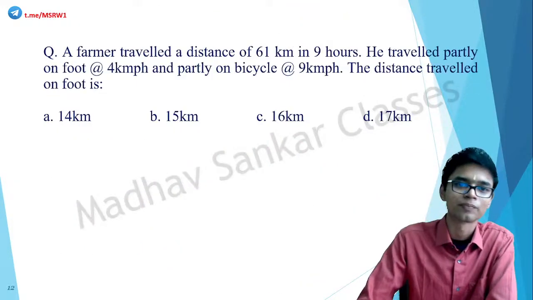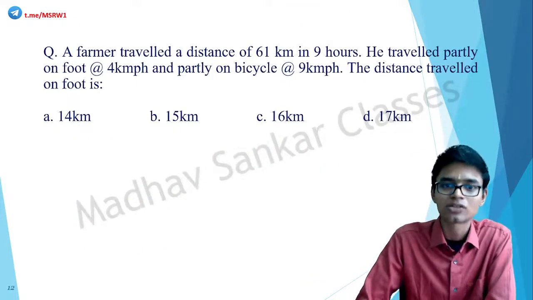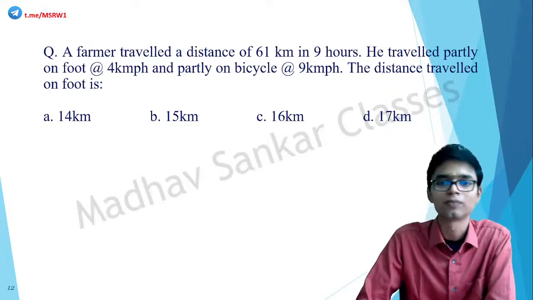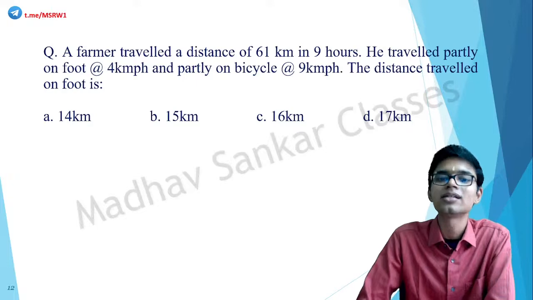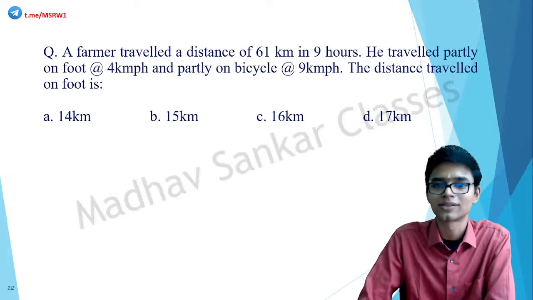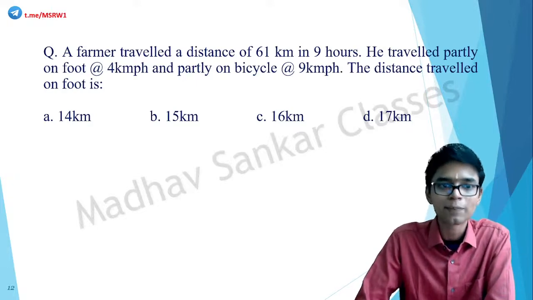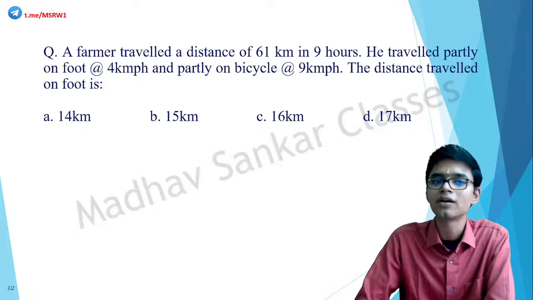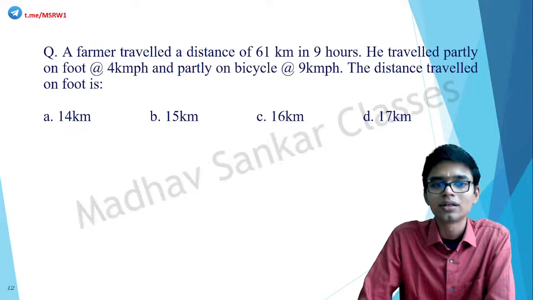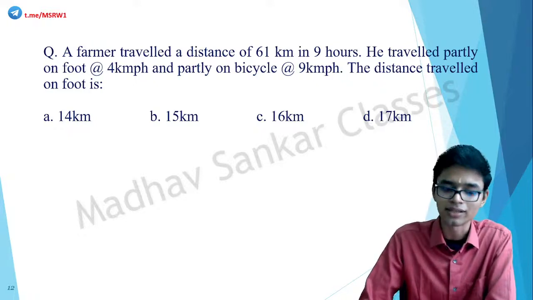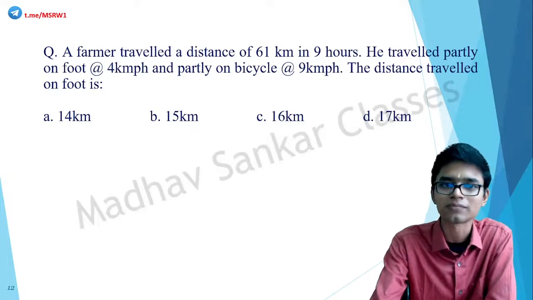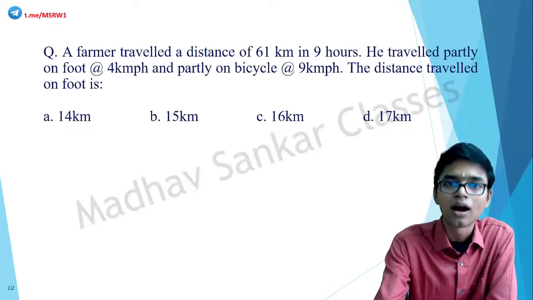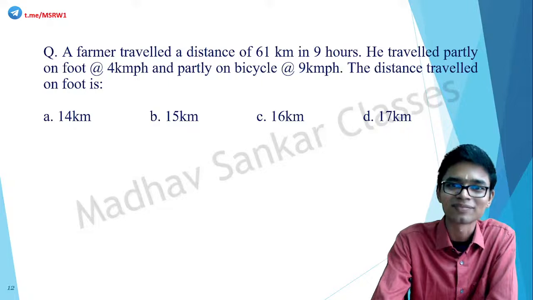Okay, moving on. This question was actually asked in UPSC a long while ago. Okay, I think it was 2003 or something. A farmer traveled a distance of 61 kilometers in 9 hours. He traveled partly on foot at 4 kilometers per hour and partly on bicycle at the rate of 9 kilometers per hour. Distance traveled on foot is what? That is the question. This was actually asked in UPSC. Can you believe it? Very simple question. How to solve it? That is the tricky part.